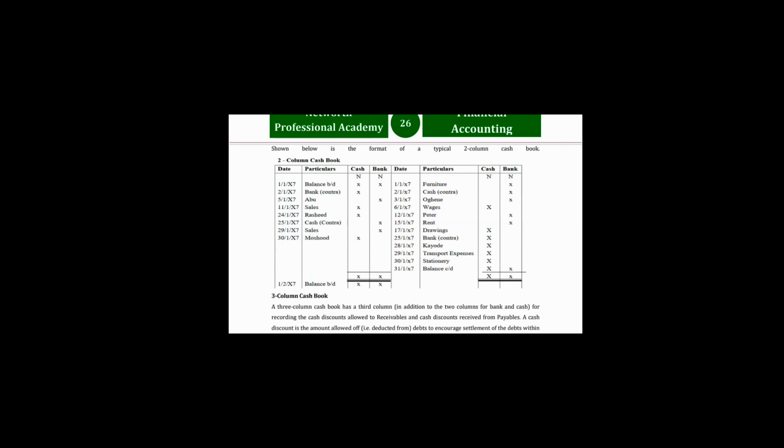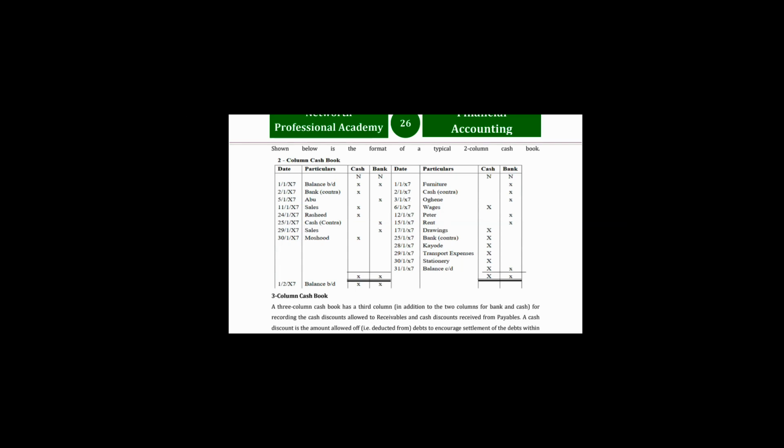You said in the single column cash book that you don't have the cash and the bank, but you have folio? We have folio. Even no, everything we have folio. Everything we have folio. Oh, okay.